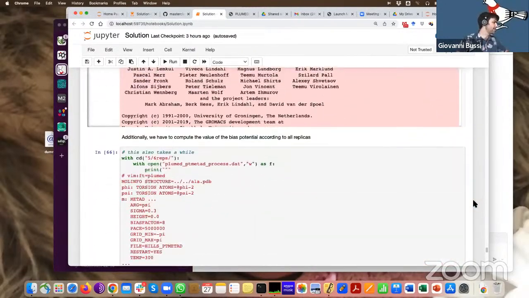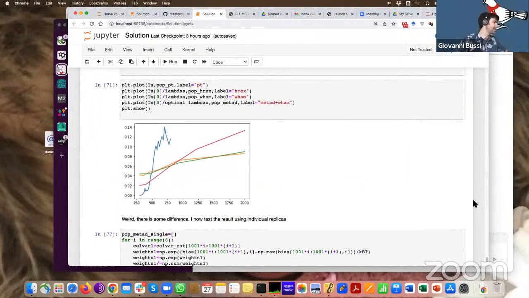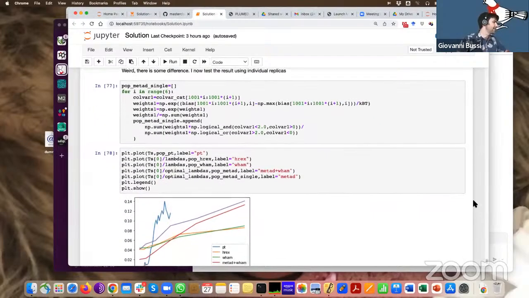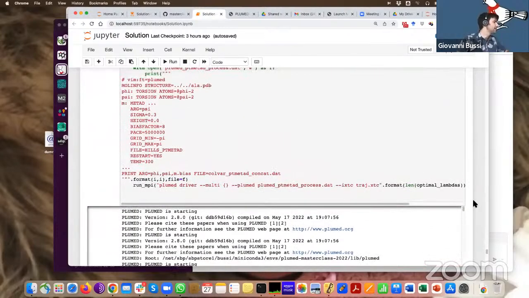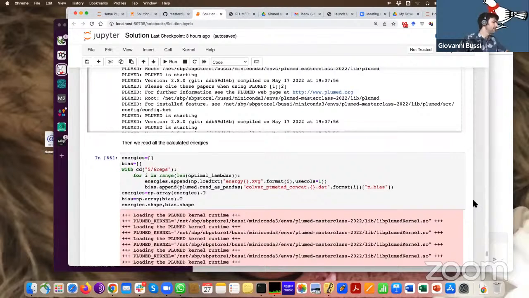Here's the WAM analysis. Let me go first to the non-WAM analysis. The non-WAM analysis is just, okay, no, I have to do it in this order. So how to do the WAM analysis here? Remember the philosophy of this WAM. You have to know which would have been the energy of each frame according to the Hamiltonian of every replica.